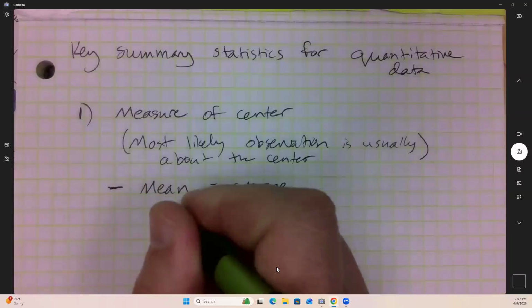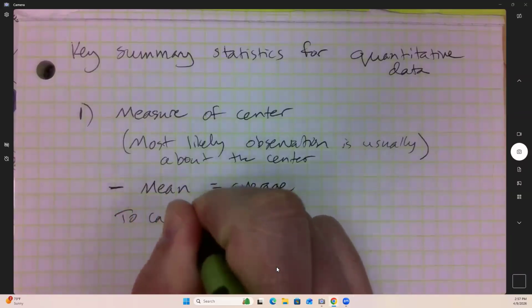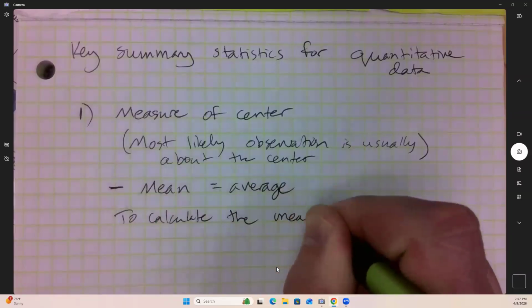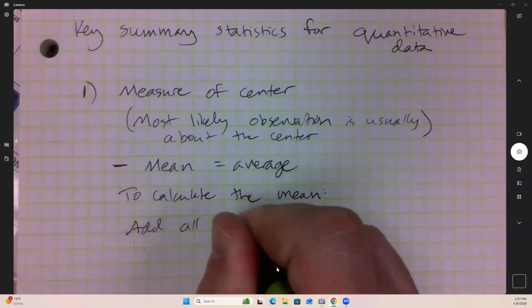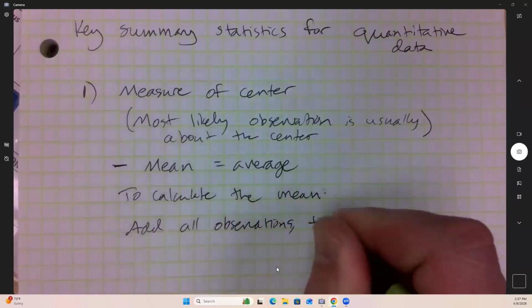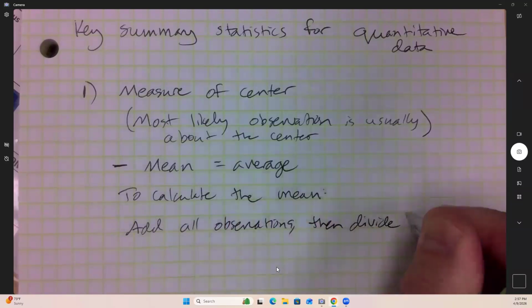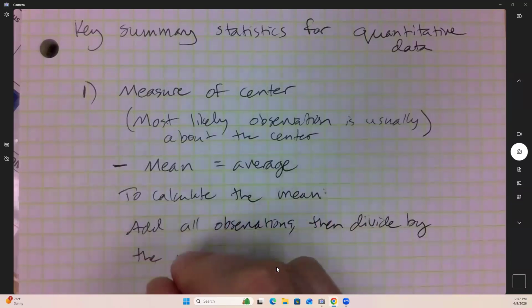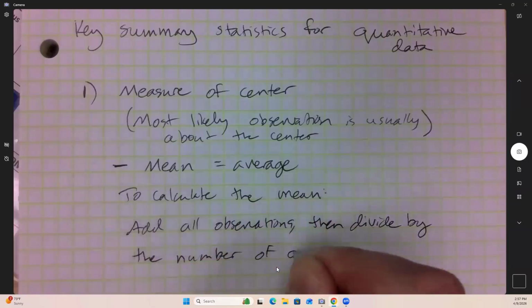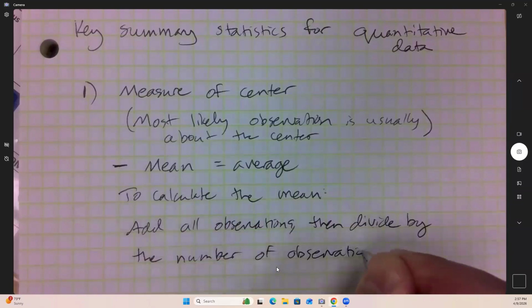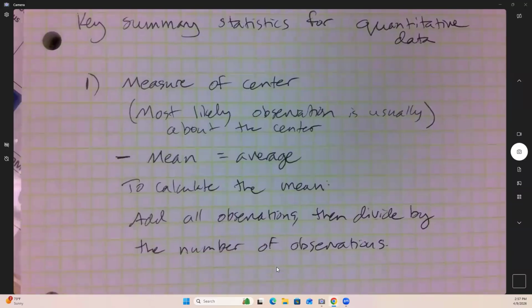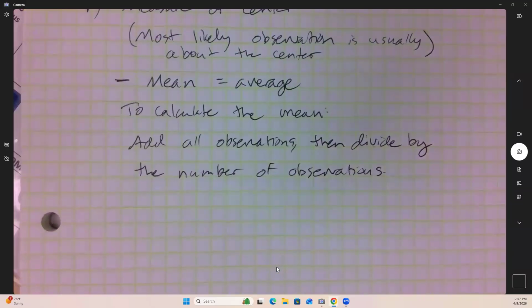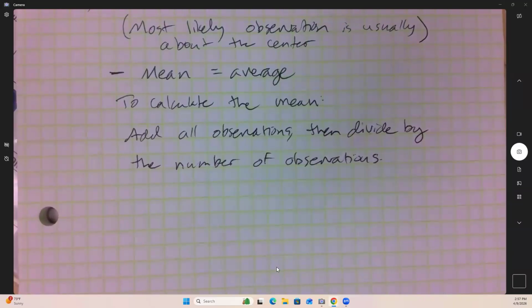And to calculate it, you add all the observations, and then divide by the number of observations. Let's do an example.